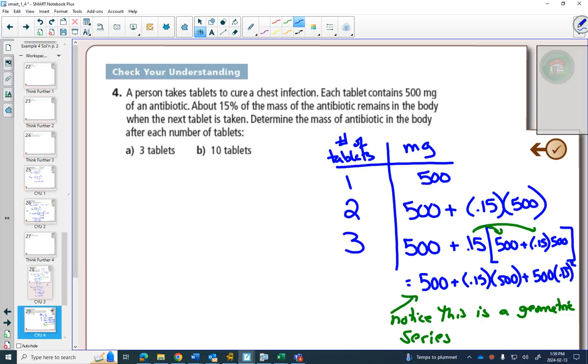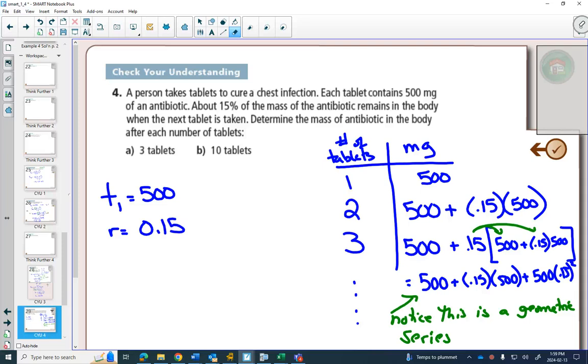It's a geometric series where term 1 is 500, R is 0.15, because term 1 is 500, then term 2 was 0.15 times 500, then term 3 was 0.15 squared times 500. So if we wanted to go all the way down to 10, we would have to find the sum of the first 10 tablets, which will be term 1.